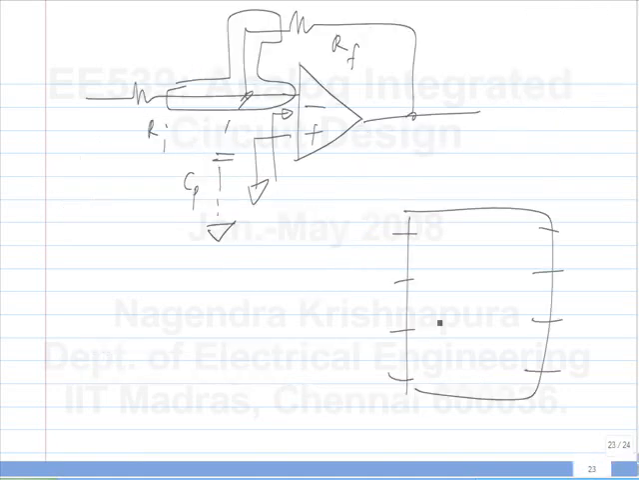Then what is the next thing? You still have some ringing. What are all the things you can do? You can reduce both RF and RI. That's the suggestion. Will that work? You reduce both RF and RI, let's say by a factor of 2.